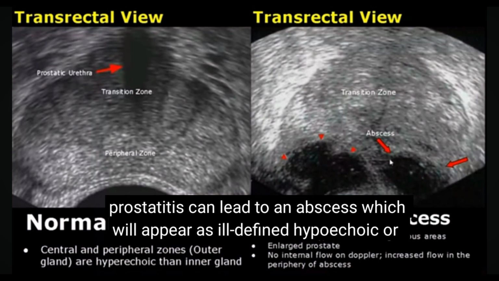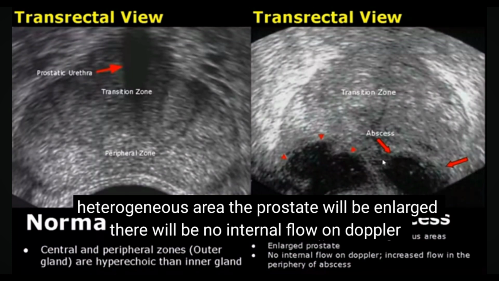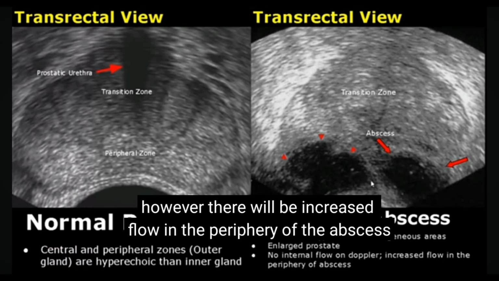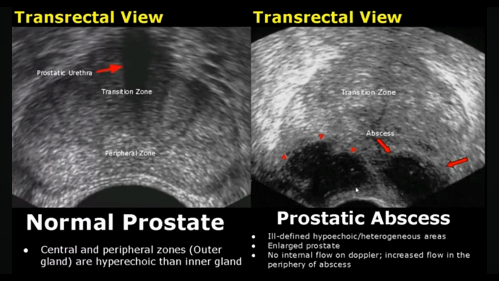Prostatitis can lead to an abscess, which will appear as an ill-defined, hypoechoic, or heterogeneous area. The prostate will be enlarged. There will be no internal flow on Doppler. However, there will be increased flow in the periphery of the abscess.